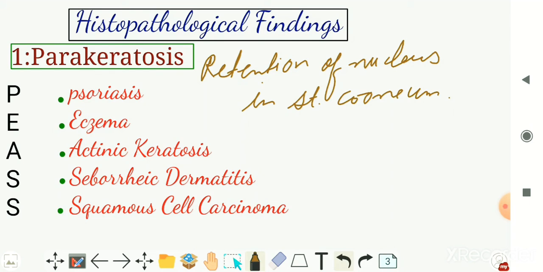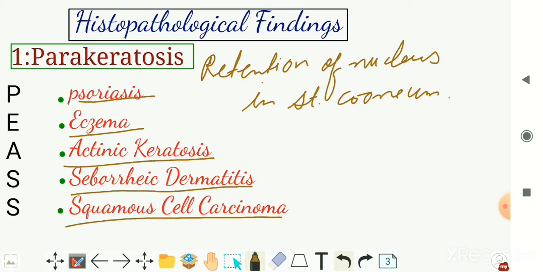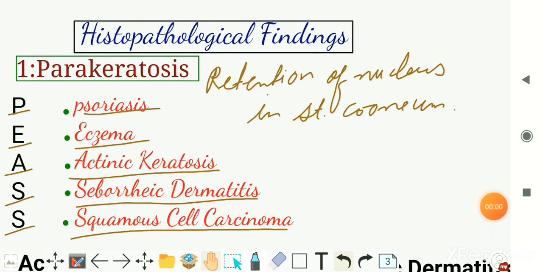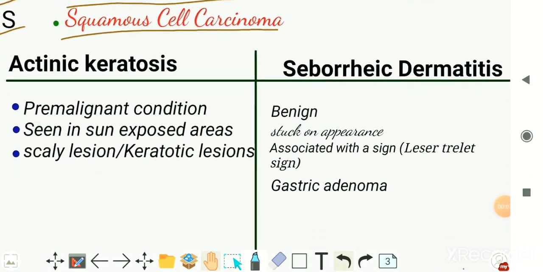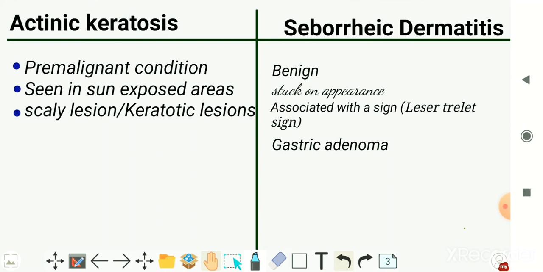This parakeratosis can be seen in various conditions like psoriasis, eczema, actinic keratosis, seborrheic dermatitis, squamous cell carcinoma. And you can remember these conditions by a mnemonic PEASS. Now let's see differences between actinic keratosis and seborrheic dermatitis. Actinic keratosis is a pre-malignant condition and seborrheic dermatitis is a benign condition.